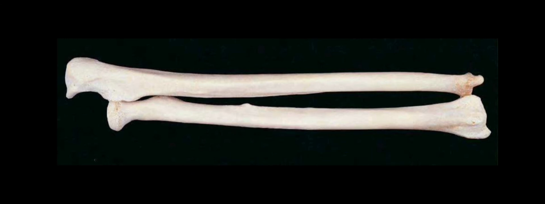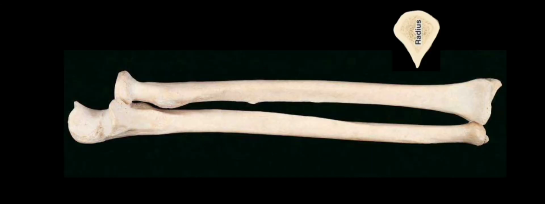And finally, the lower end of radius, which is the broadest part, and it has 5 surfaces: the anterior surface, lateral, medial, the inferior surface, and the posterior surface. Coming to the anterior surface, it presents a thick ridge for the attachment of a ligament called palmar radiocarpal ligament of wrist joint. And next, the lateral surface.